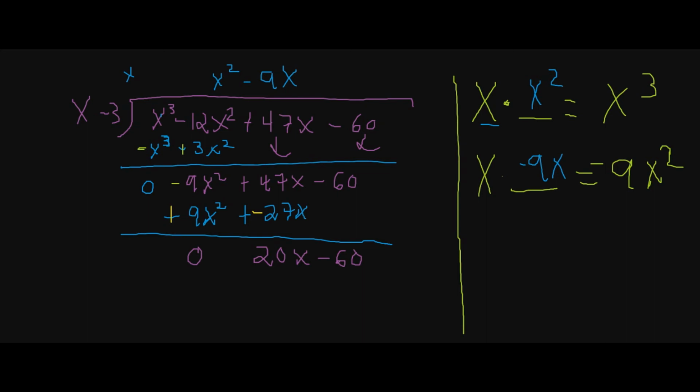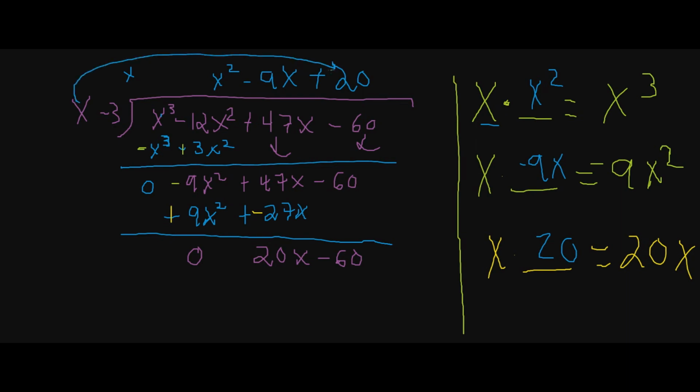All right, now I just proceeded to do the same thing. We're just going to focus on this term right here, and we're going to get x times what gives you 20x? Well, that has to be 20. So I'll put plus 20. And now we multiply across. Well, what's x times 20? Well, that's going to give me 20x. And what's negative 3 times 20? That's going to give me minus 60.